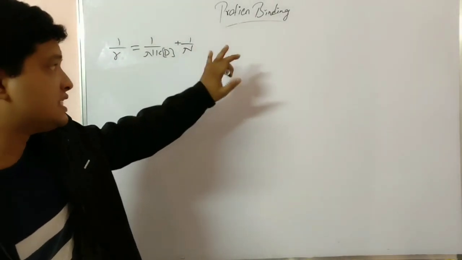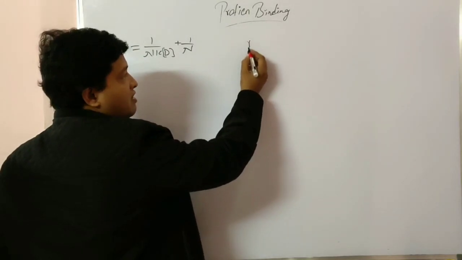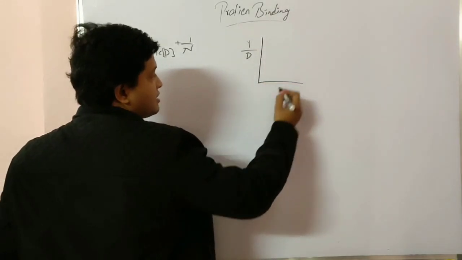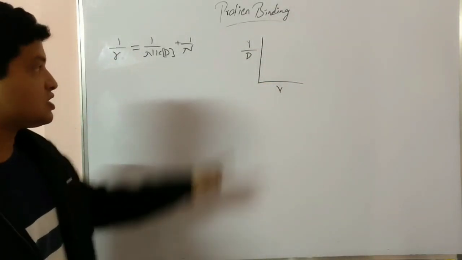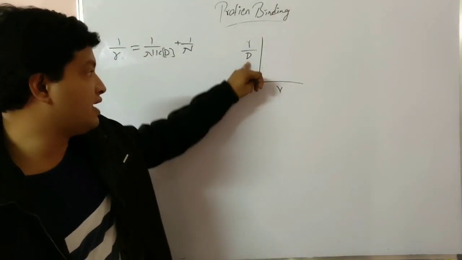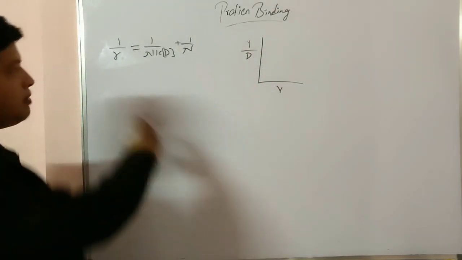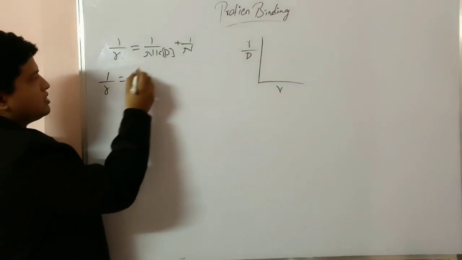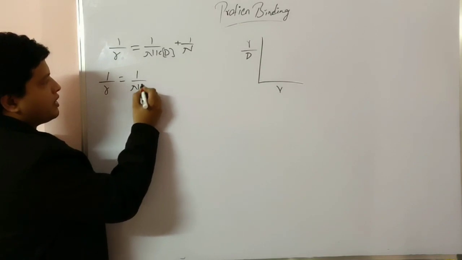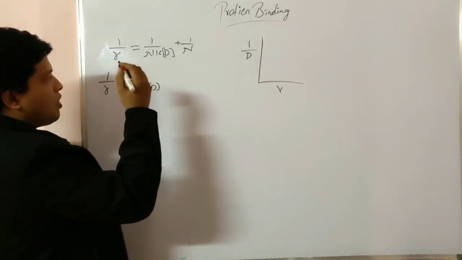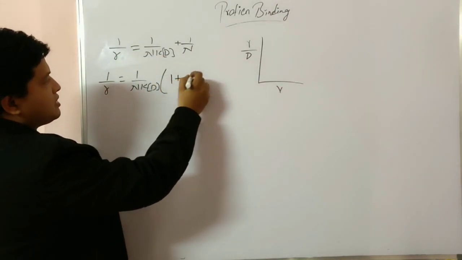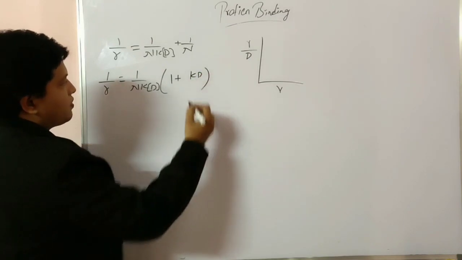How do we have to modify this? Just keep in mind, I want the fraction of protein bound by drug on the y-axis and the drug concentration on the x-axis. To get this, we want to modify this equation into y is equal to mx plus c. This is y and this is x. So to get that, we'll modify this equation. First, 1 by r is equal to, take n, K and d as common. If you take it common, you will get 1 by nKd times 1 plus Kd.